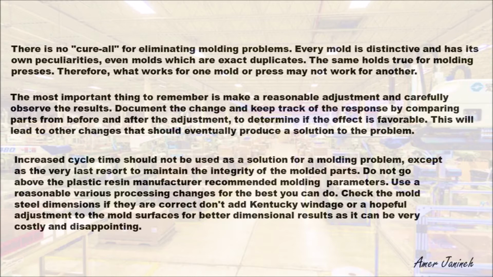Increased cycle time should not be used as a solution for a molding problem, except as the very last resort to maintain the integrity of the molded parts. Do not go above the plastic resin manufacturer's recommended molding parameters. Use reasonable processing changes for the best you can do. Check the mold steel dimensions to see if they are correct. Don't add Kentucky windage, or a hopeful adjustment, to the mold surfaces for better dimensional results, as it can be very costly and disappointing.